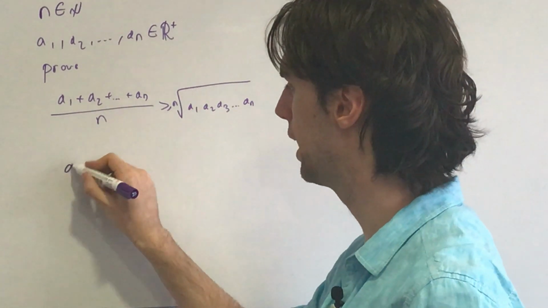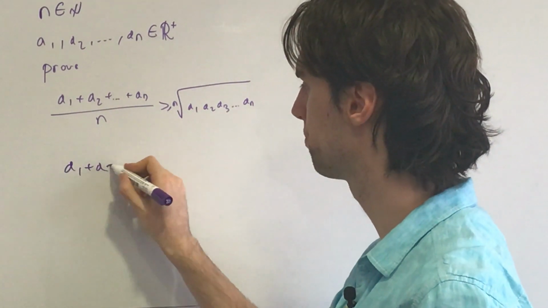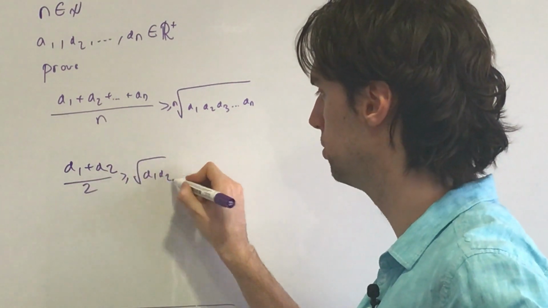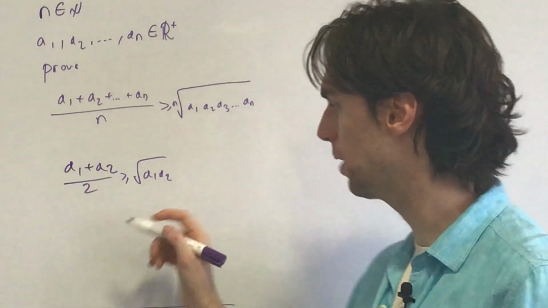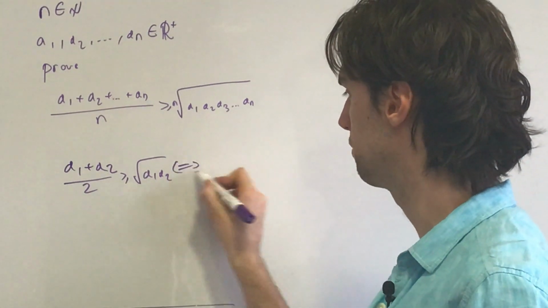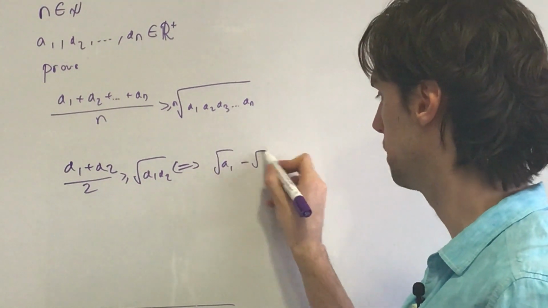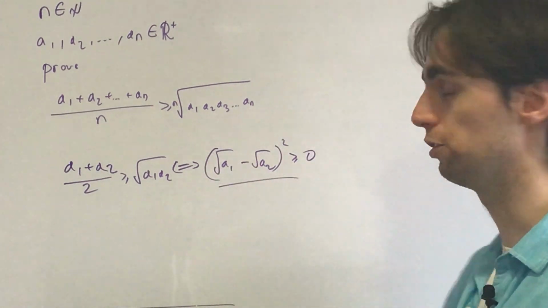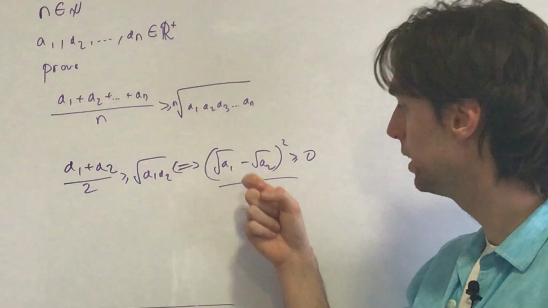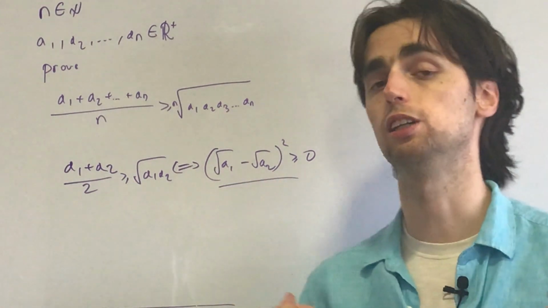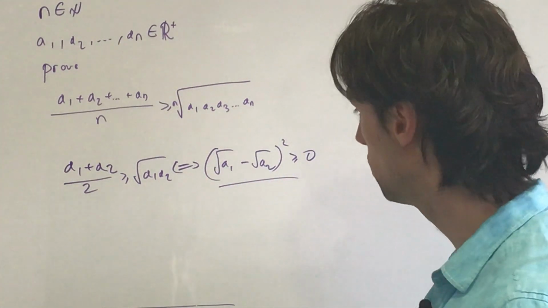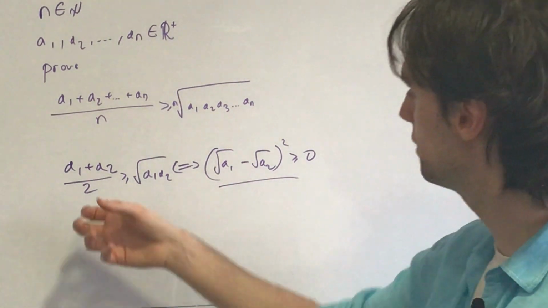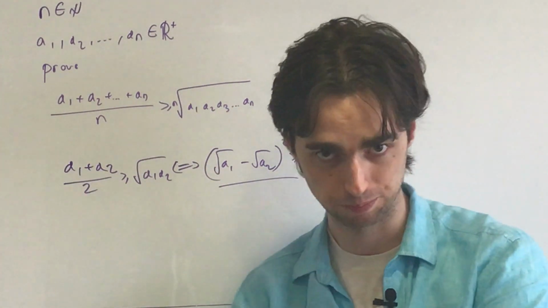For n equals 2, we have (a1 + a2)/2 is greater than or equal to the square root of a1 a2. And we know that this is true if and only if (√a1 − √a2)² is greater than or equal to 0, which is true. We have equality if and only if these two numbers inside the square roots are equal, and they are equal only if a1 and a2 are equal. So we have this basic case proved.